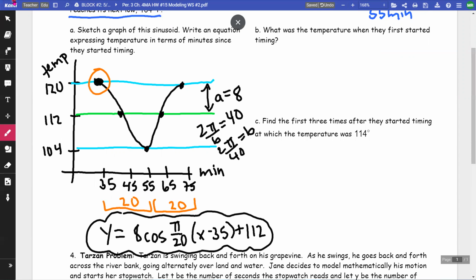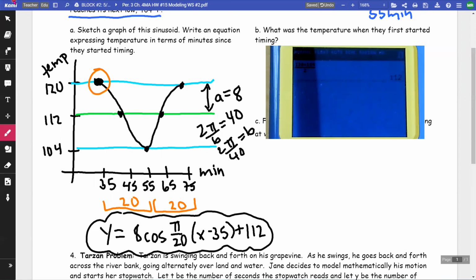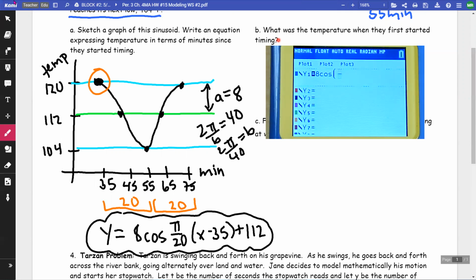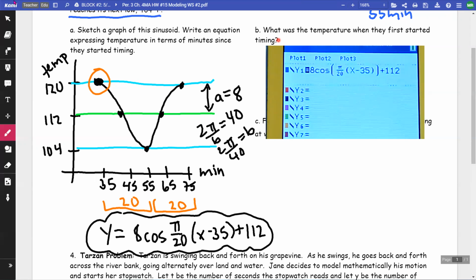Okay, so we want to know what was it at 0. So I'm going to put this into my calculator, on my y equal. I'm going to make sure my calculator is in radians. I'm going to do 8 cosine of pi over 20 times the quantity x minus 35, and then plus 112. And I'm just going to zoom in a little bit more.